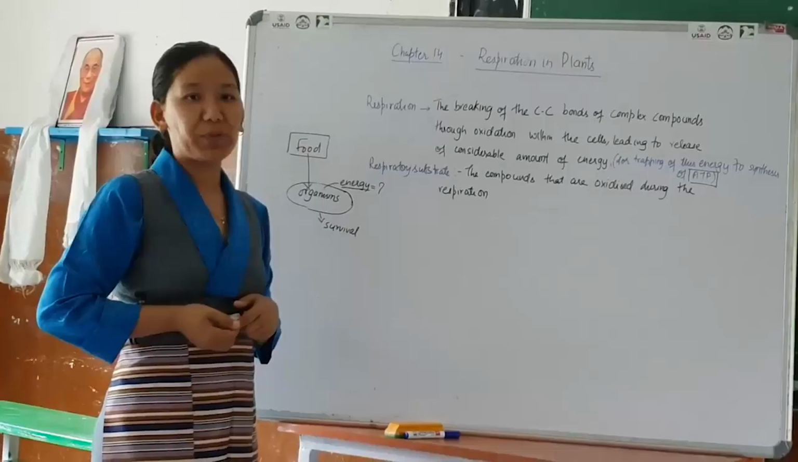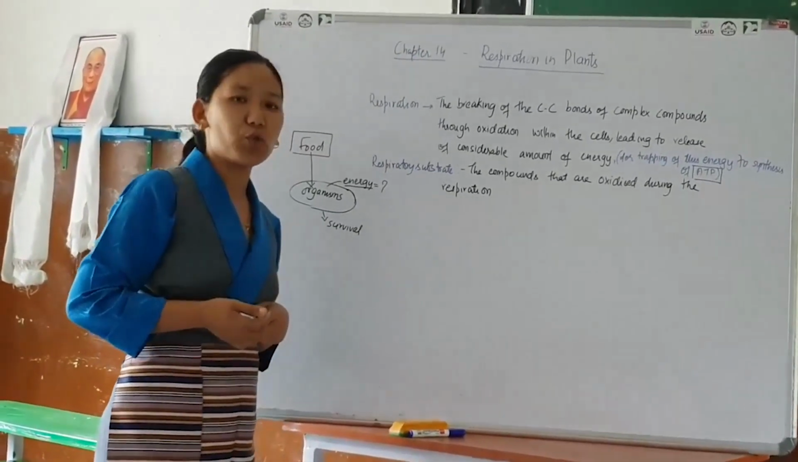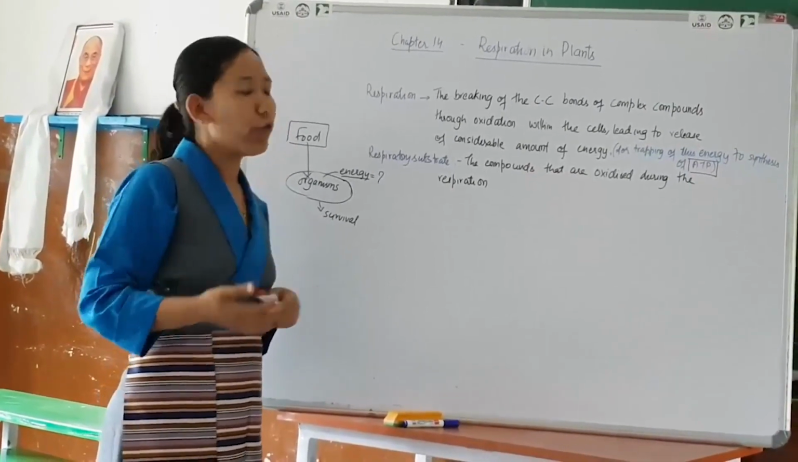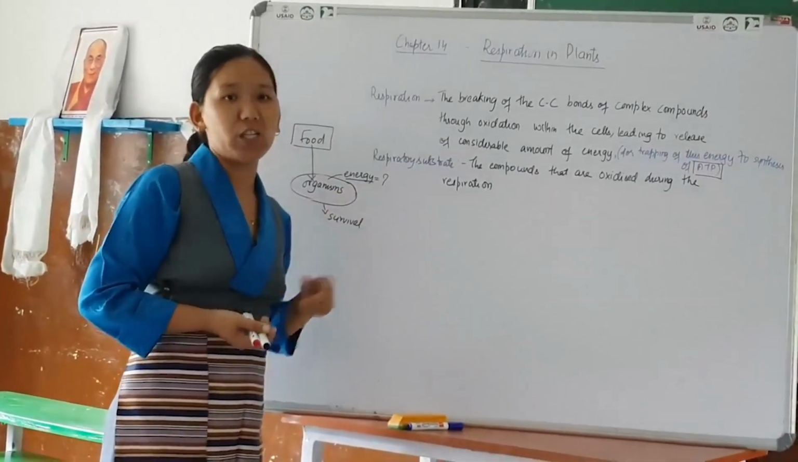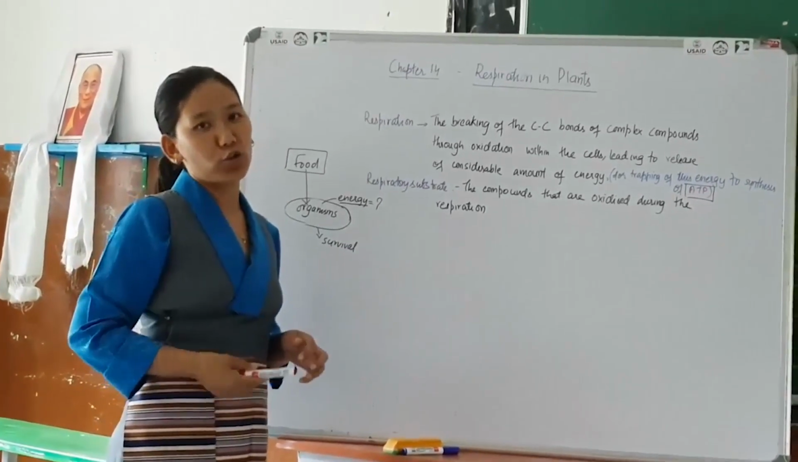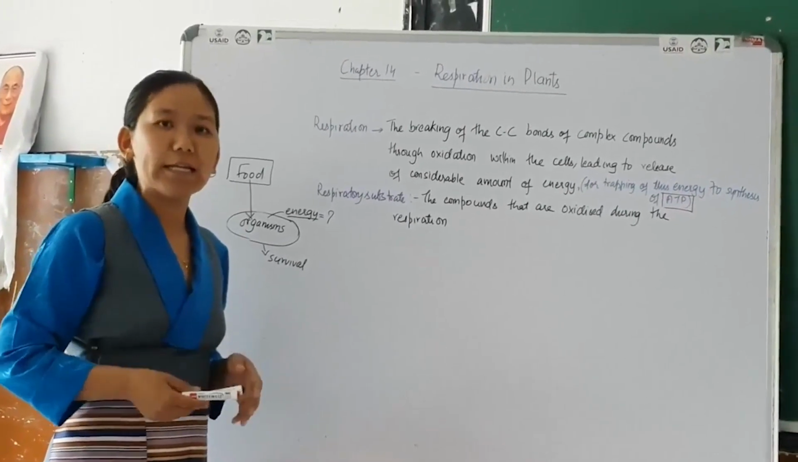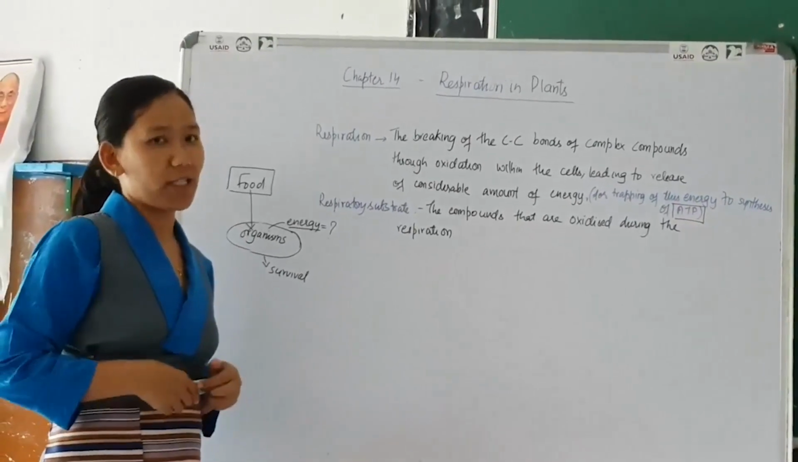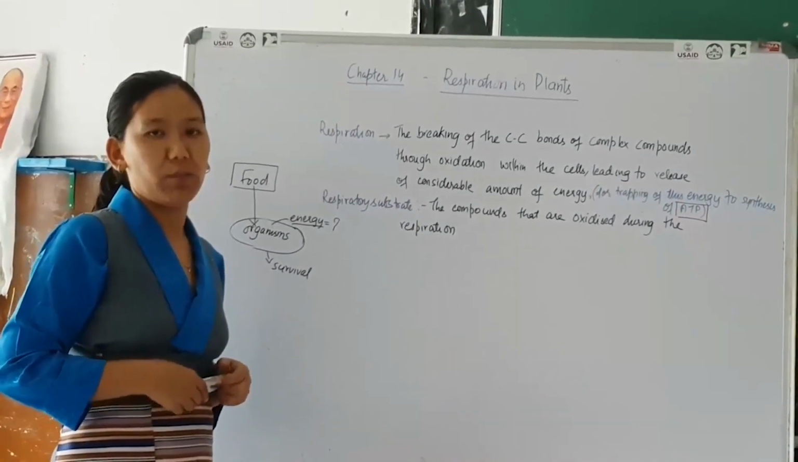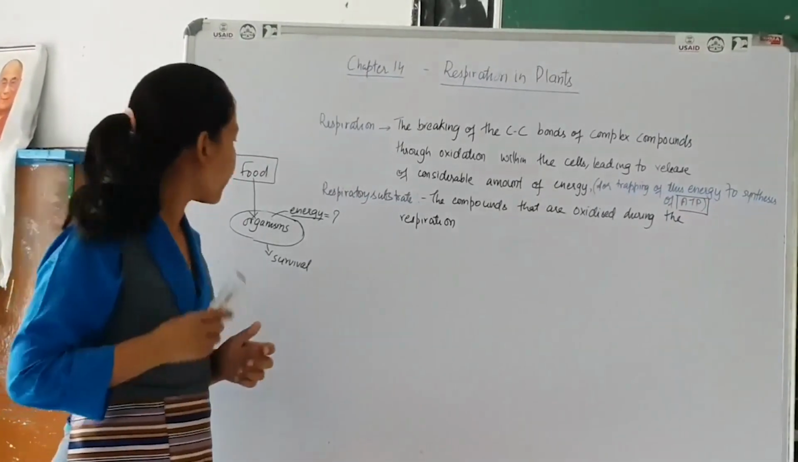Next, respiratory substrates. These are the compounds which are oxidized during respiration, and one of the important or the major respiratory substrate is glucose. Protein can also act as a respiratory substrate when it is broken down to release energy. Fats also act as a respiratory substrate, but the major respiratory substrate is glucose.